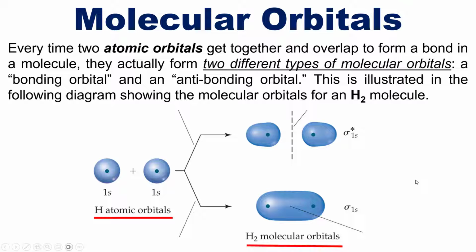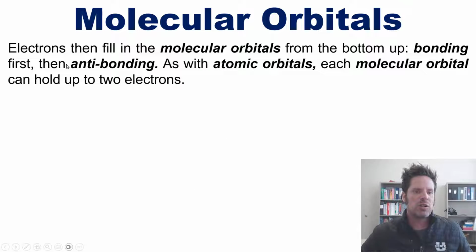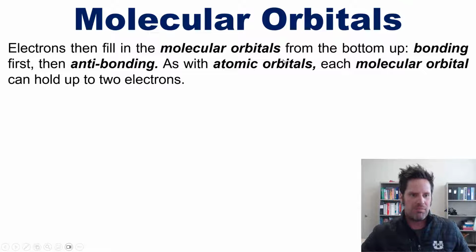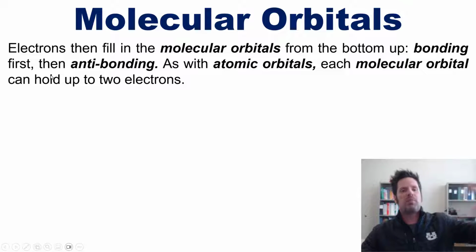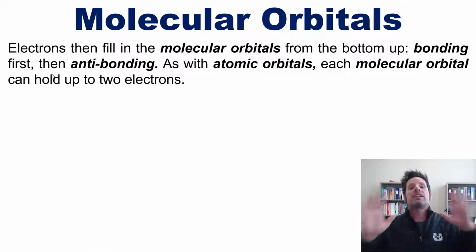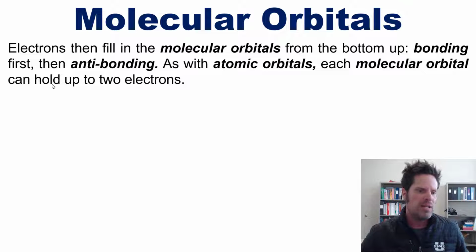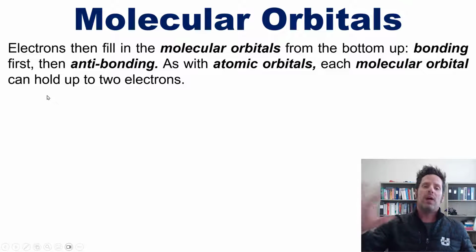Additionally, as with all energy diagrams, the higher vertically up anything is drawn, the higher in energy and hence less stable it is. Thus, anti-bonding orbitals are less stable than the corresponding bonding orbitals. Now, once these molecular bonding and anti-bonding orbital levels form, the electrons fill them up from the bottom, the bonding ones first, followed by the anti-bonding. Just like with atomic orbitals, each molecular orbital can only hold up to 2 electrons max.